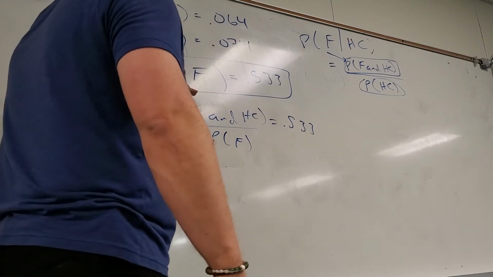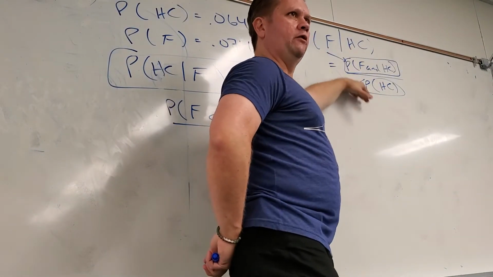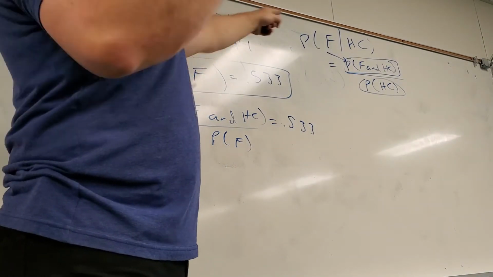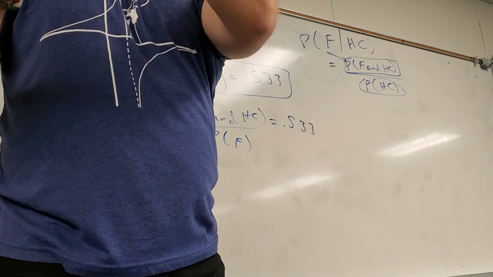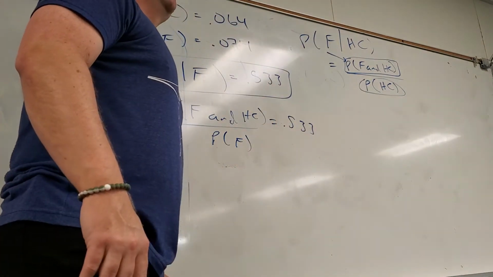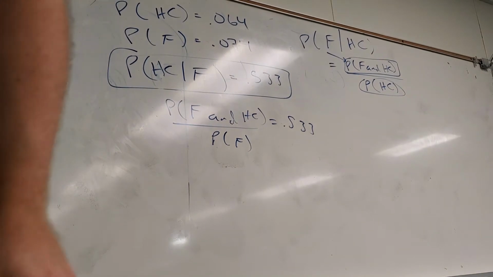I write down what I know. I write down what they ask me. I write the formula, if there is one, for what they ask me. And then I see, what do I not know? Do I know everything? No. Can I get what I need from what they told me? Yes. That happens in so much math. All over the place. That was one of the hard questions. So that was a good question. Yes.